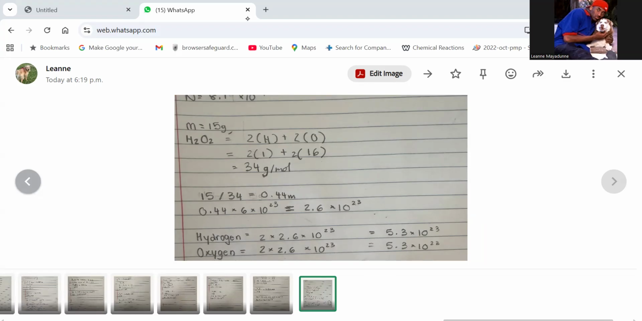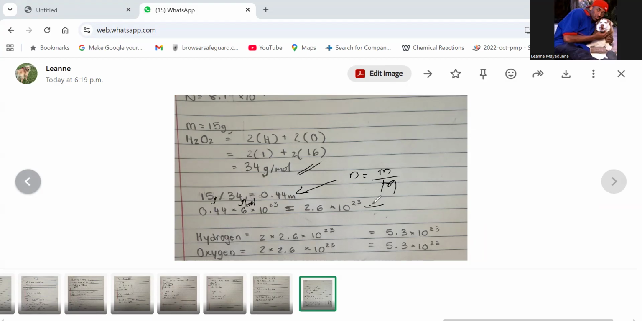Okay? So can you see? Yeah, I can. This is fine, understood. Here you just did 15 divided by 34, right? Instead of that, you need to show n is m over M, the mass over molar mass. And the unit should have been there. So n is equal to m over capital M. This should be grams and this should be gram per mole.